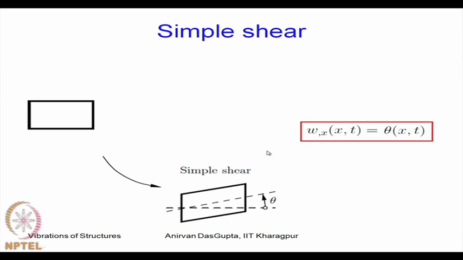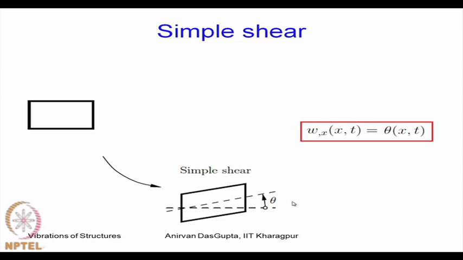Now, let us look at the case when the element undergoes a simple shear. This simple shear is a volume preserving deformation. This angle theta is the shear strain, and as you can see here, the slope of the neutral fibers or the neutral axis is nothing but this shear strain.